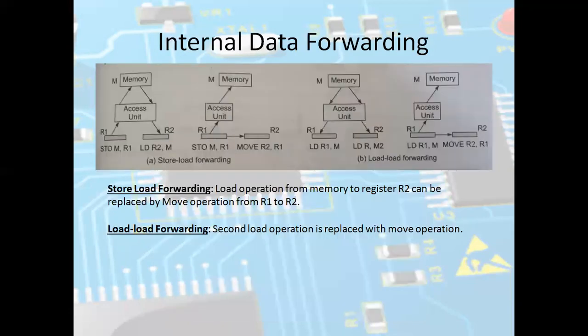Now, internal data forwarding is a concept where, if we use the store and load forwarding mechanism, there is a need of two operations. But if we convert the store and load operation into a move operation, then registers R1 and R2 can communicate with each other, and there is no need to access memory frequently. Similarly in load forwarding, as we see in figure B, the load operation is required two times. But we can remove the second load operation and replace it with a move operation, which is very beneficial. So in store-load forwarding, a load operation from memory to register R2 can be replaced with a move operation from R1 to R2. In load forwarding, the second load operation is replaced with the move operation.